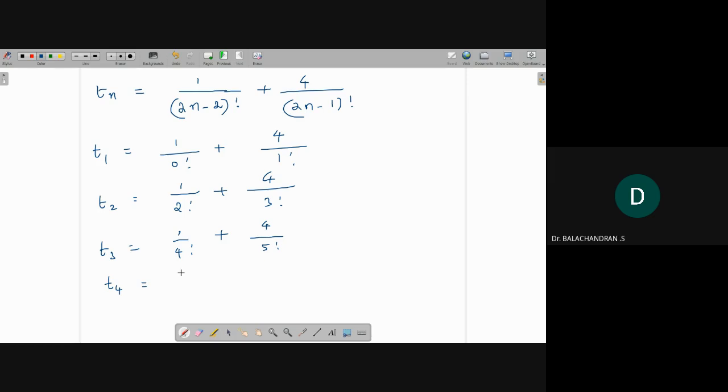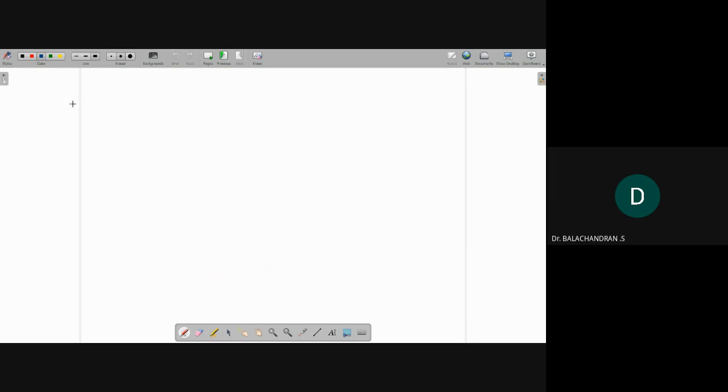T4: 1 by 8 minus 2, 6 factorial, plus 4 divided by 8 minus 1, 7 factorial, and so on. Okay, so now T1 plus T2 plus T3, if you add everything, that is S is equal to T1 plus T2 plus T3 plus T4 and so on.